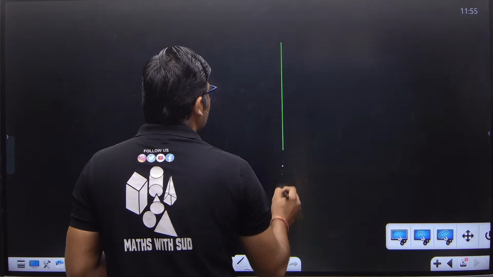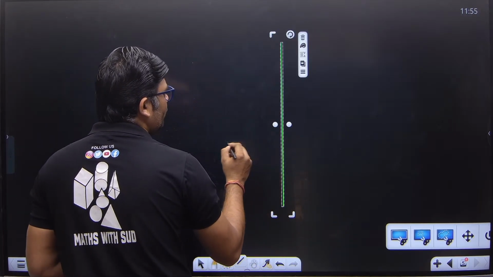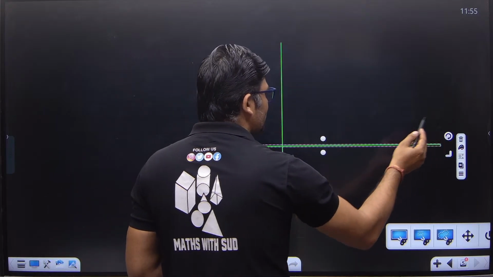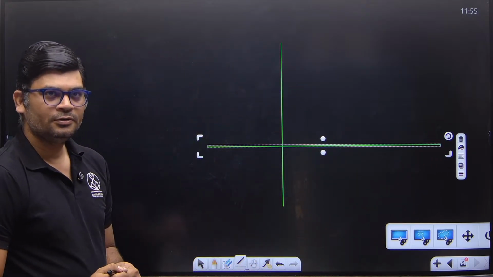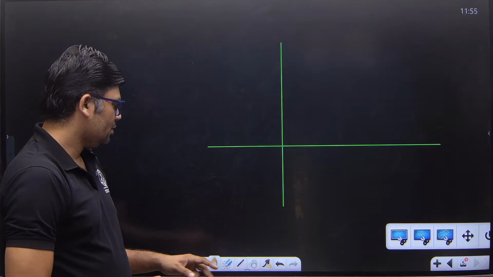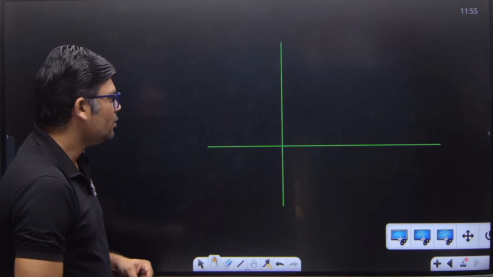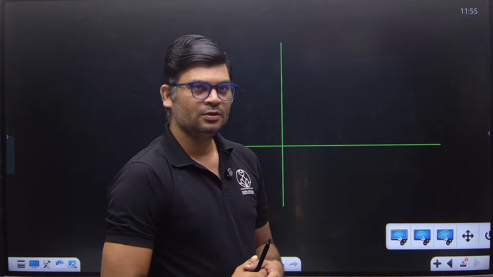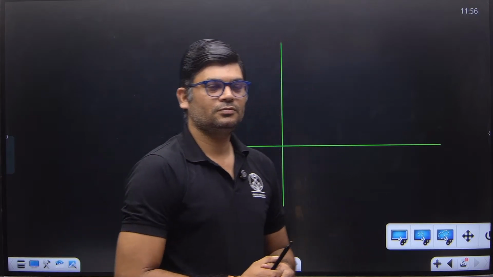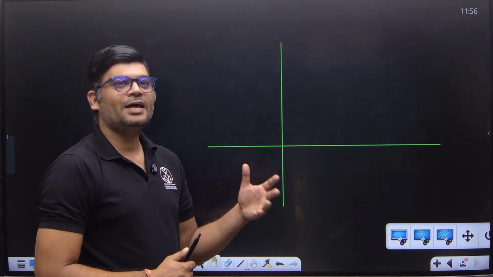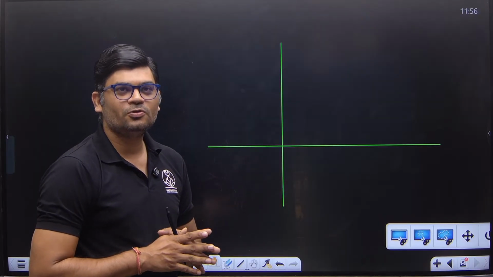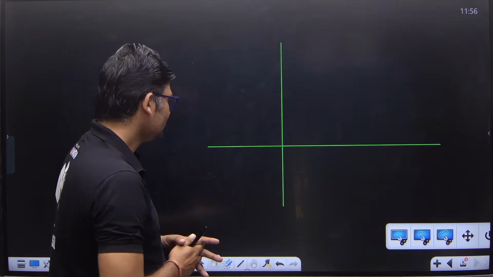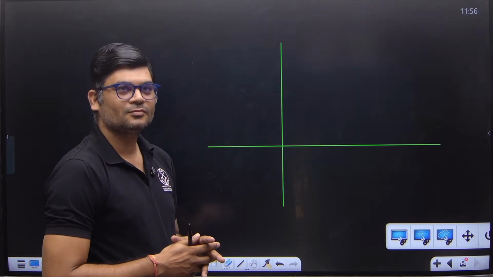Coordinate geometry consists of three or four types of questions. The first kind of questions involves the distance formula. Are you aware of the distance formula? Do you know its derivation as well? I know the distance formula. But how it derives, why that formula works, do you know that? I don't remember. I think I might be able to recollect.